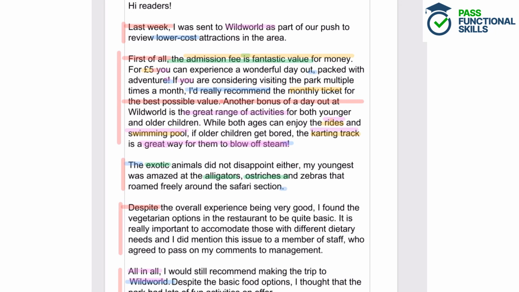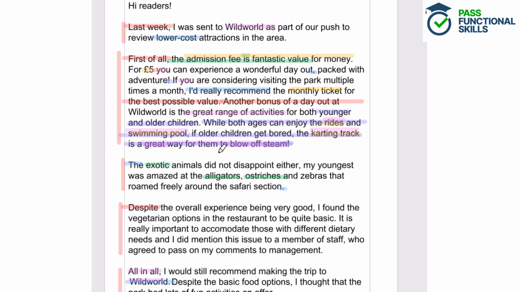Finally, we've got some longer, more complicated sentences that have been included to link ideas together. So we've got, while both ages can enjoy the rides and swimming pool, if older children get bored, the karting track is a great way for them to blow off steam. So we've got lots of different ideas and pieces of information used here. We've explained that there are rides, there's a swimming pool and there's a karting track, so we've included those facts in there. We've also got some opinions, so both ages of children, so younger and older children, referring back to that previous sentence there, really good link between the two sentences.